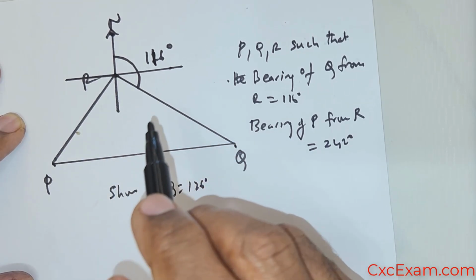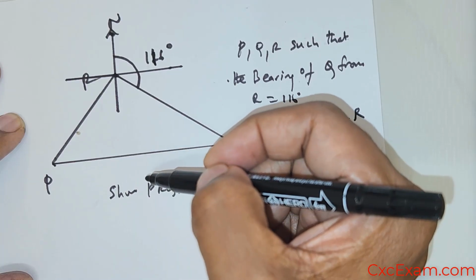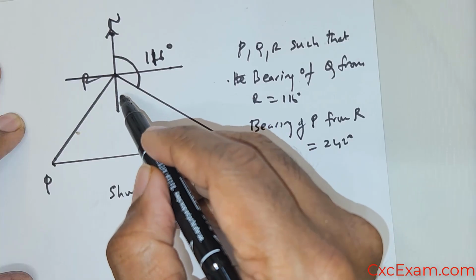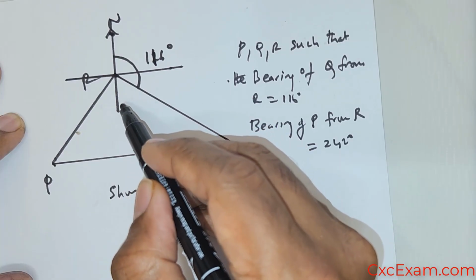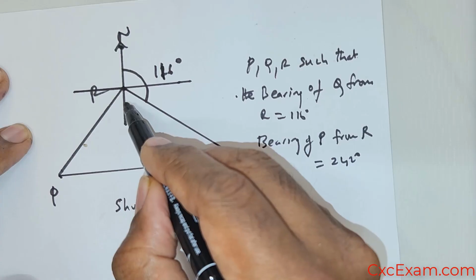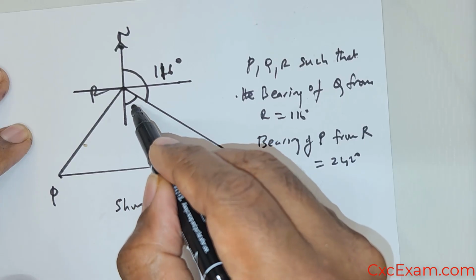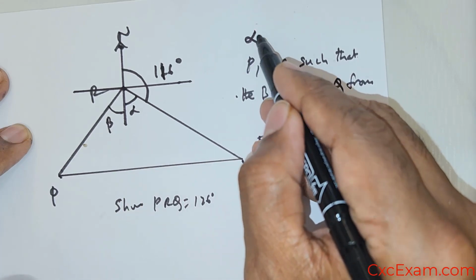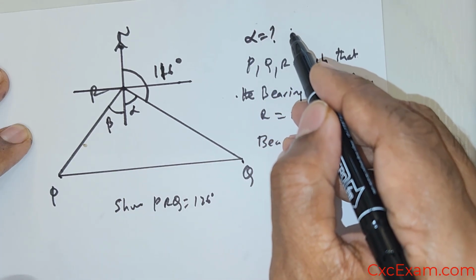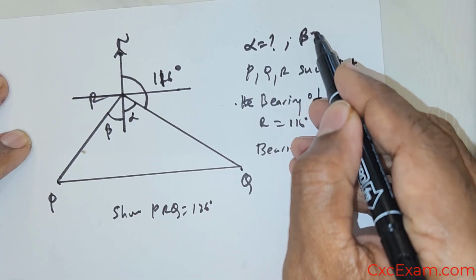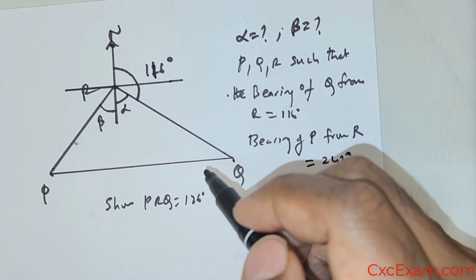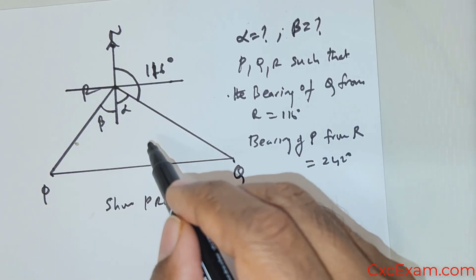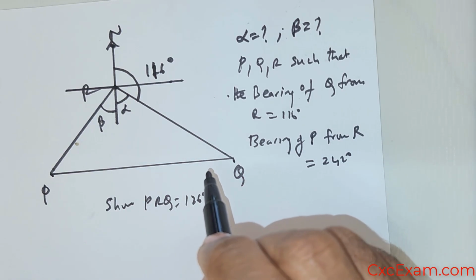Now I'm going to give you some additional information also, in case they ask you a different question. Now suppose you are given this to be, say, alpha, and this to be beta, and they are asking you to find alpha and beta. The solution to this question will help you to also tackle the required information.